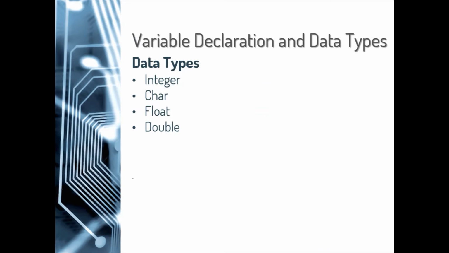Okay, next is variable declaration and data types. There are four major data types, which I have already discussed. We have the integer, the char, float, and double. Basically these are the most common, the easiest, and your default ones to use.